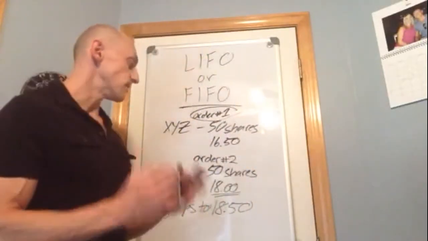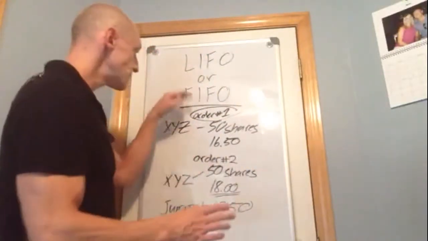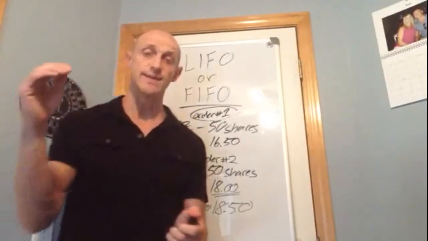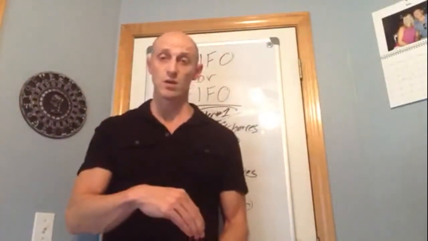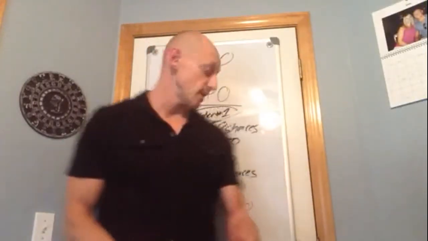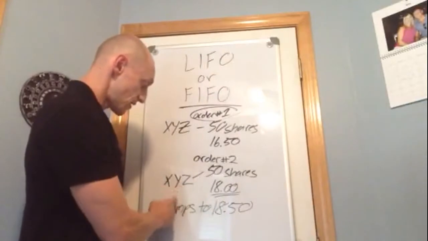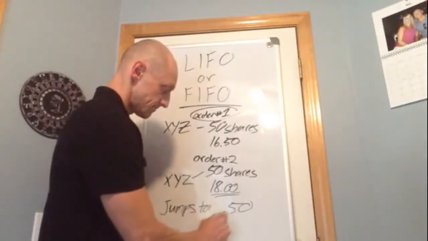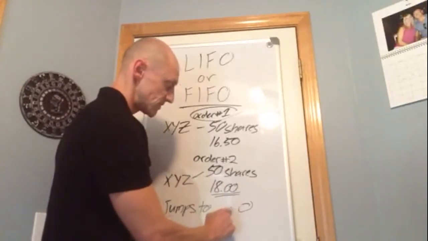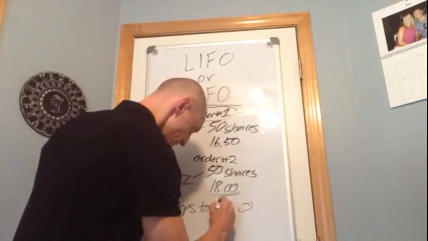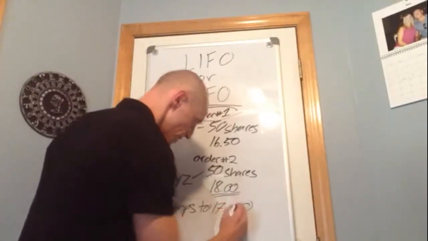And again, if you're doing first in, first out, and let's say the price does go against you and it goes down, and you buy in at a lower amount, and let's say the stock price jumps back up to, let's see here, let's say it just jumps to $17, right, instead of $18.50.